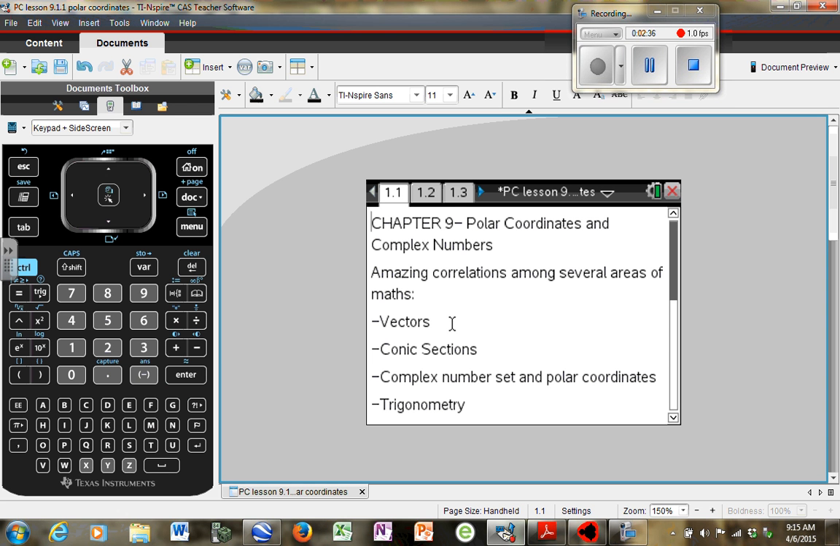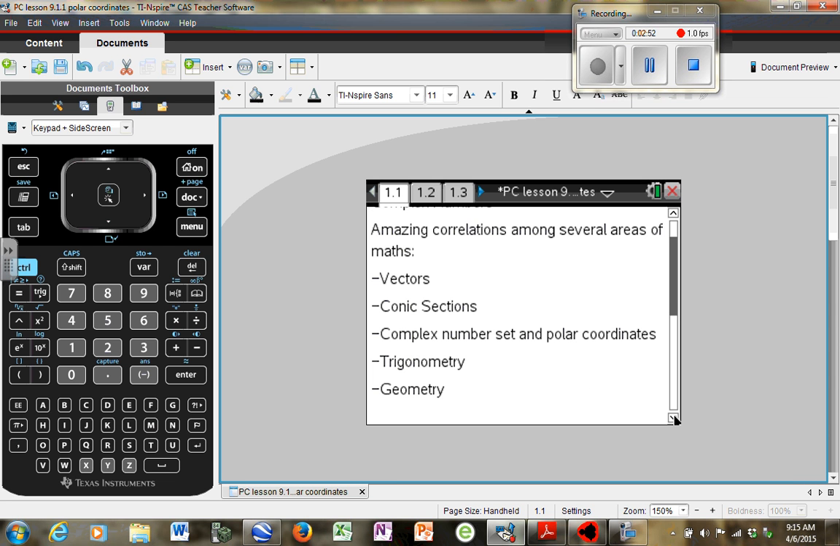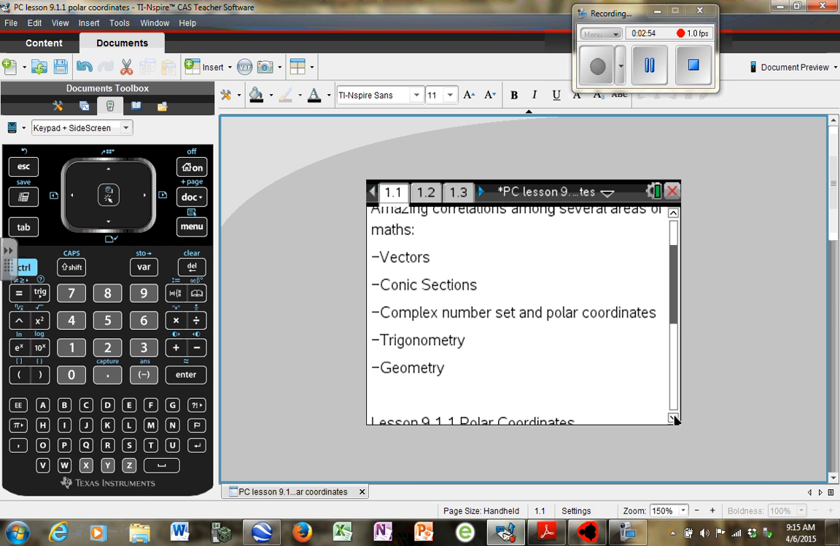Well, that's what pre-calculus is anyway, isn't it? We're going to include all these things when we get to calculus. Vectors, conic sections are in this chapter, complex number sets, and the polar coordinates. We're going to graph complex numbers. That sounds crazy. Trigonometry is involved. Geometry, we're going to overlap all these areas and try to make more sense of it. You're going to see a lot of things that you've seen before, but now in maybe a new application. It won't be too terribly complicated, but there will be some new stuff that might blow your minds. And that's okay.